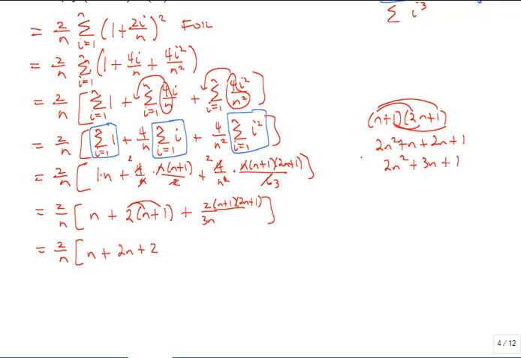And then we had that 2 out front. So I now need to double that. That's going to give me 4n squared plus 6n plus 2. And that is on top all over that 3n.